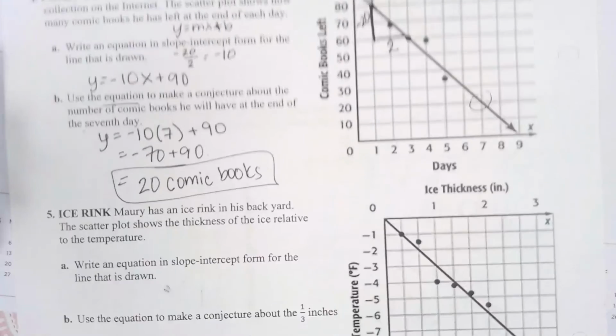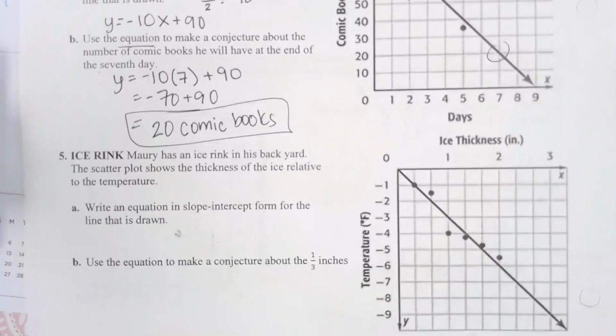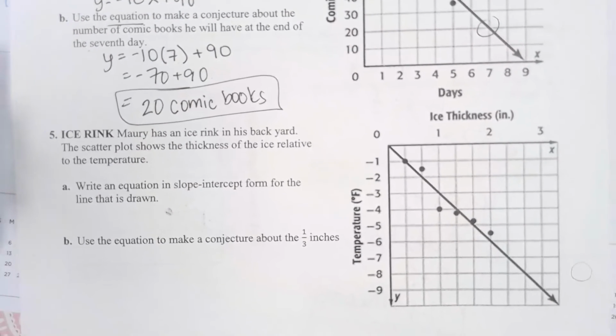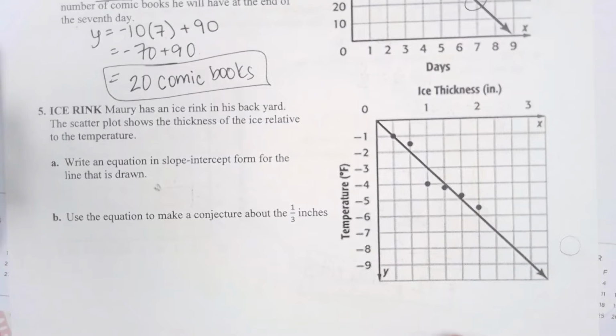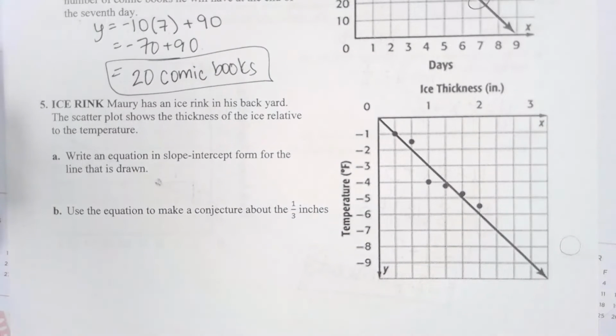All right, moving on to the last question here. So Maury has an ice rink in his backyard. The scatter plot shows the thickness of the ice related to the temperature. Write an equation in slope-intercept form for the line that is drawn. Okay. So again, when I'm writing in slope-intercept form, this is in the equation y equals mx plus b. So let's go ahead and find the slope of this line.